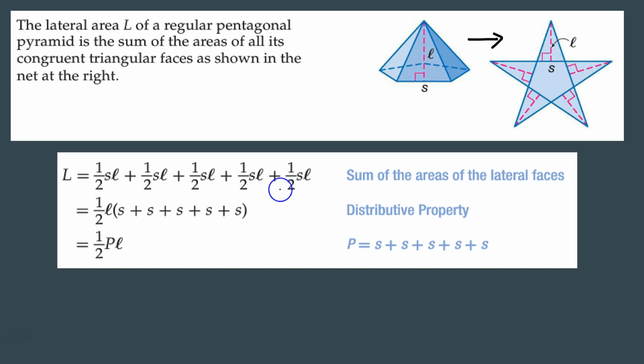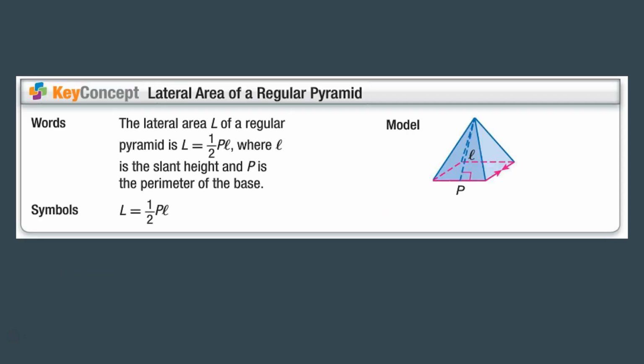So here on the bottom, we're just showing the sum of the areas of the lateral faces, which is half of S times L, 5 times, because there are 5 sides. And this is just simplified. L is equal to half P times L. And there we go, the lateral area of a regular pyramid.